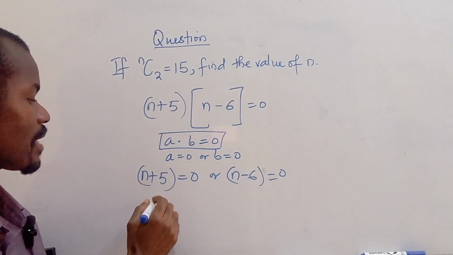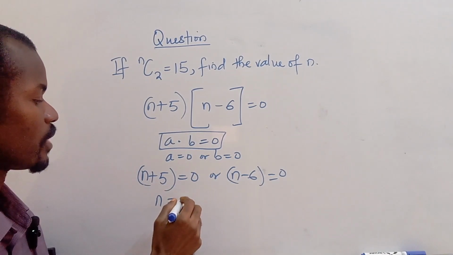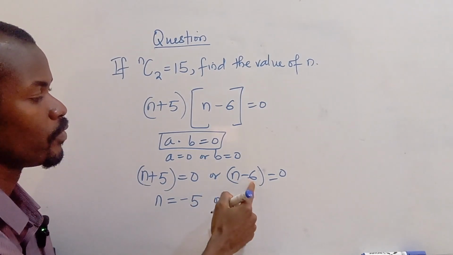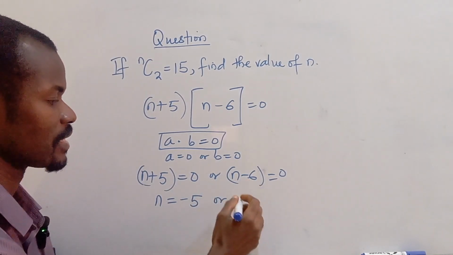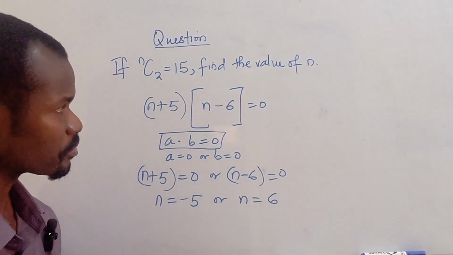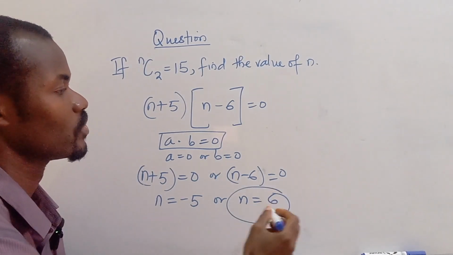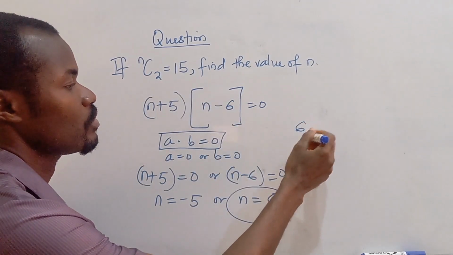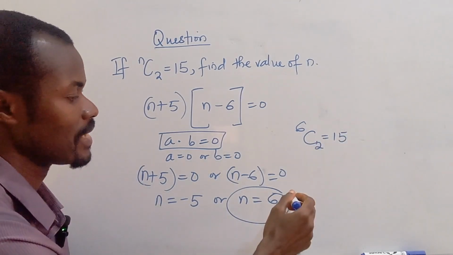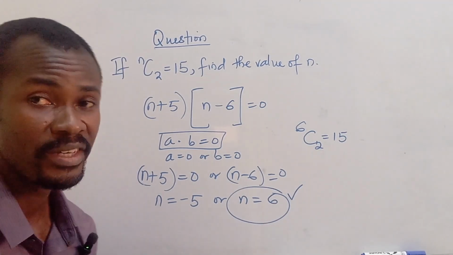Alright, so from this, our n is going to be, if we subtract 5 from both sides, n is going to be minus 5, or if you add 6 on both sides, n is going to be 0 plus 6, which is 6. So the best solution to our equation is n is equal to 6. So this becomes 6 combination 2, which is equal to 15. So our answer is actually a positive value instead of a negative value.